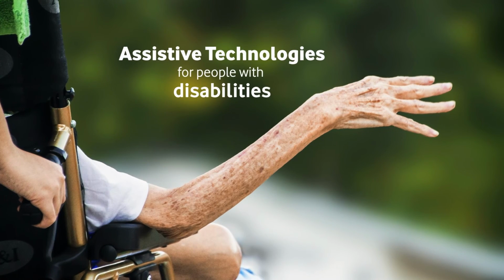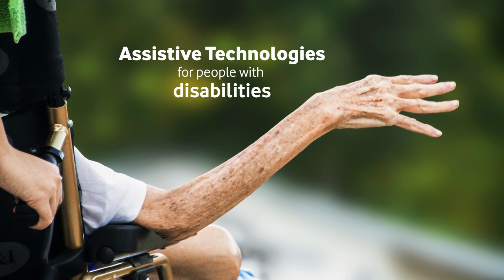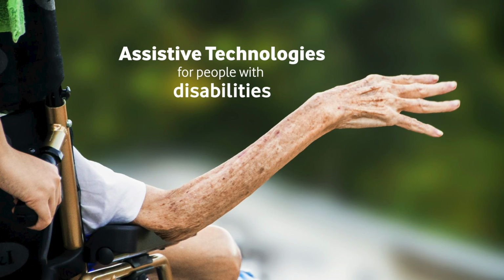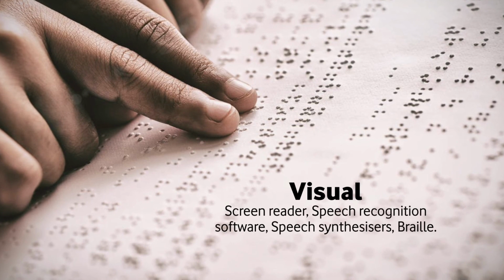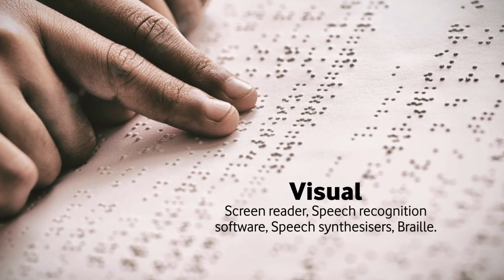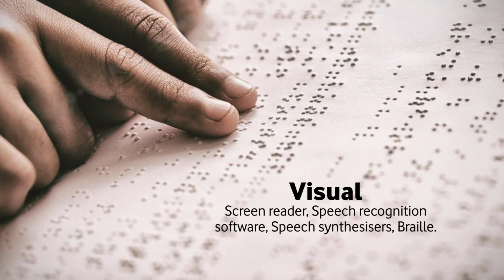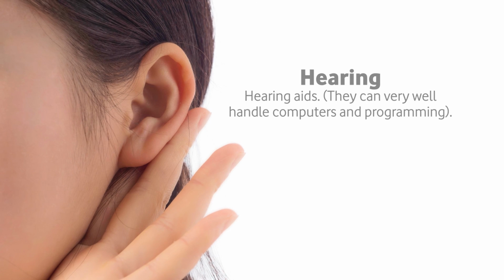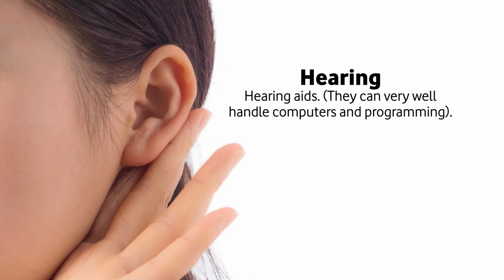So finally, friends, people with different abilities or people with disabilities have different kinds of software and instrumentalities available to effectively engage with the communication process, whether within the classroom or at a distance or online learning or in a blended learning context. So for the visually impaired, there are screen readers, speech recognition software, speech synthesizers, and Braille books also available. Those who are hearing impaired always use hearing aids.